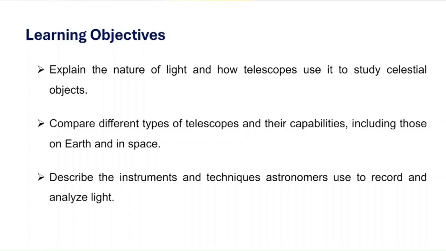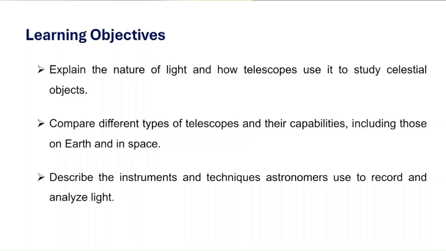So, by the end of this chapter, you will be able to do three main things. First, you will understand the nature of light and how telescopes use it to study celestial objects. Think of light as the universe's messenger. Everything we know about distant stars and galaxies comes from it. Next, you will be able to compare different types of telescopes, from small optical ones to massive space-based observatories like the James Webb Space Telescope. So, why do some need to be in space? Keep that connection in mind.